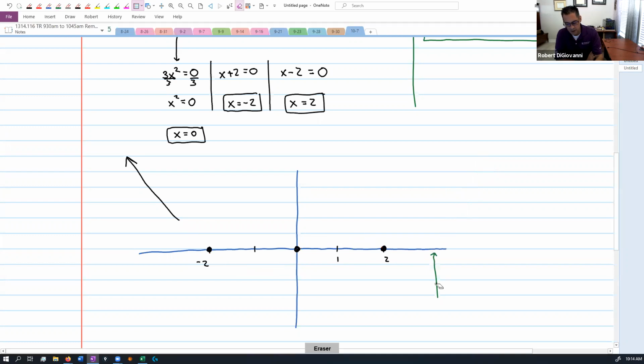Something's wrong then, right? Okay, let me rethink this again. This side has to go up. Both sides go up, but I have to have these x-intercepts. How can I draw this then?